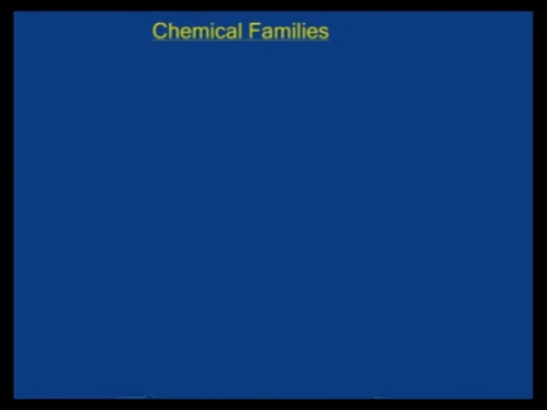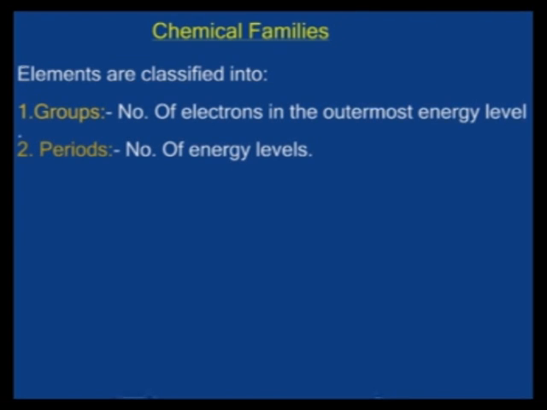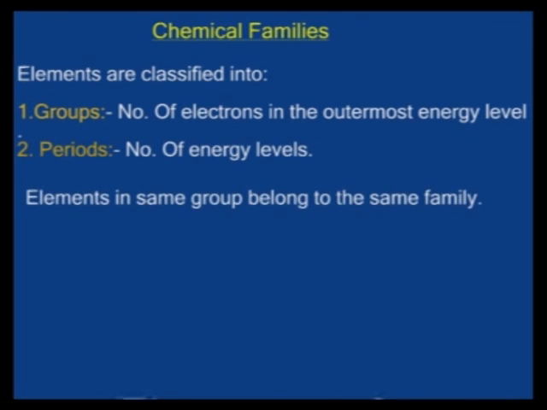So, chemical families. Now, we discussed that elements are classified in groups and periods according to the number of electrons in the outermost energy level and the number of energy levels respectively. Elements belonging to the same group are said to belong to a family. We shall look at 4 families, and we use their structures to explain the physical and chemical properties within these groups.